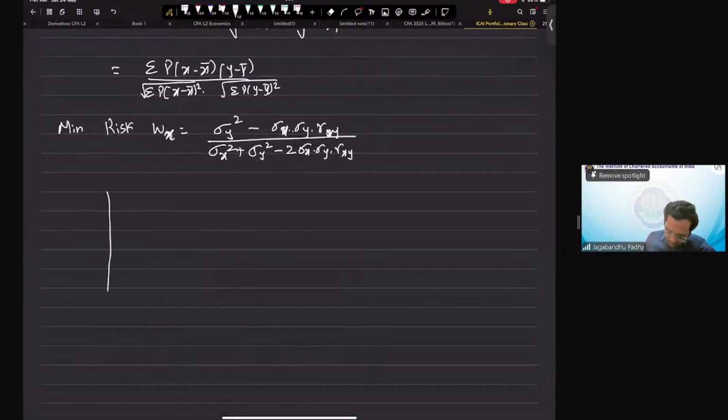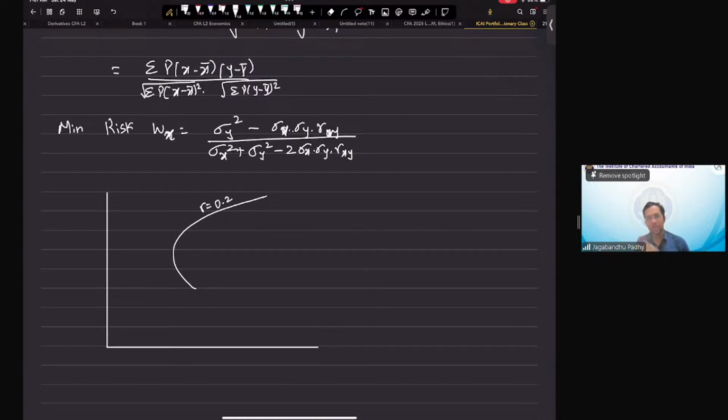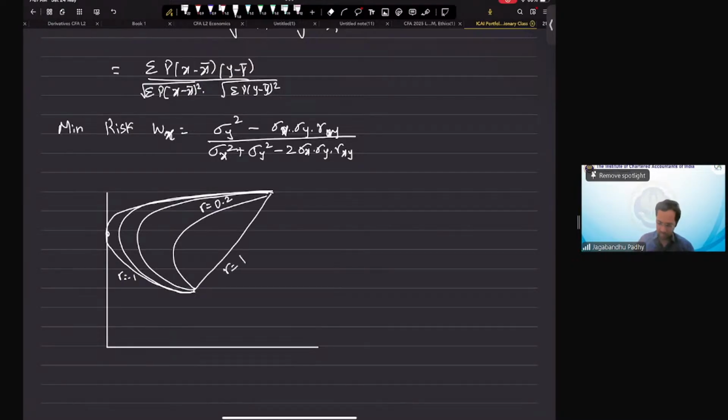We have observed that when we plot the risk and return of the securities with different weightages, in the last class only we have observed that we get a curve somewhat like this, right? So we get a curve somewhat like this for, let's say, correlation of maybe 0.2. As you reduce the correlation, the curve shifts more towards the y-axis, and at correlation of -1, it exactly touches the y-axis, which is indicating the zero risk. And if the correlation is 1, then we have the straight line following over here.